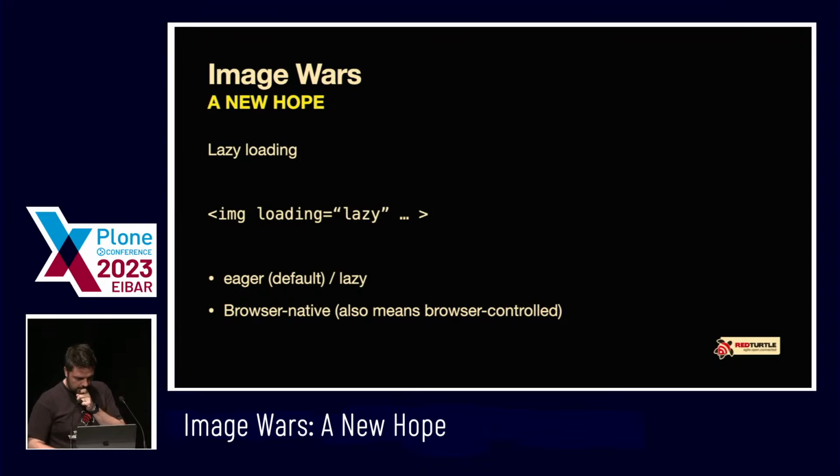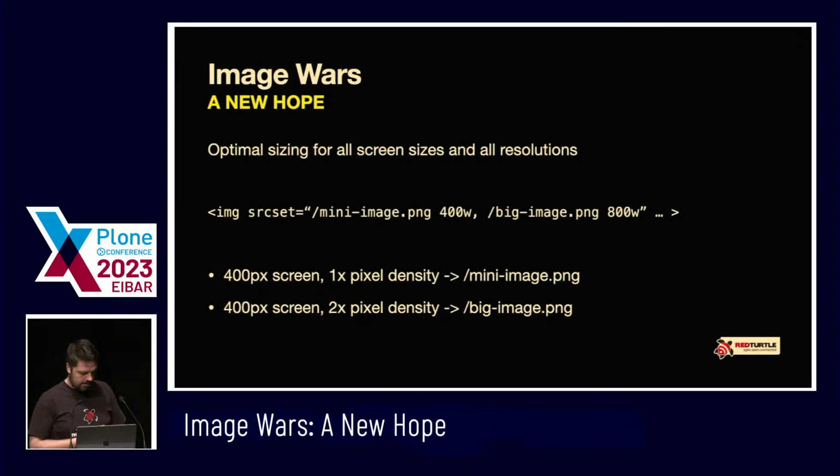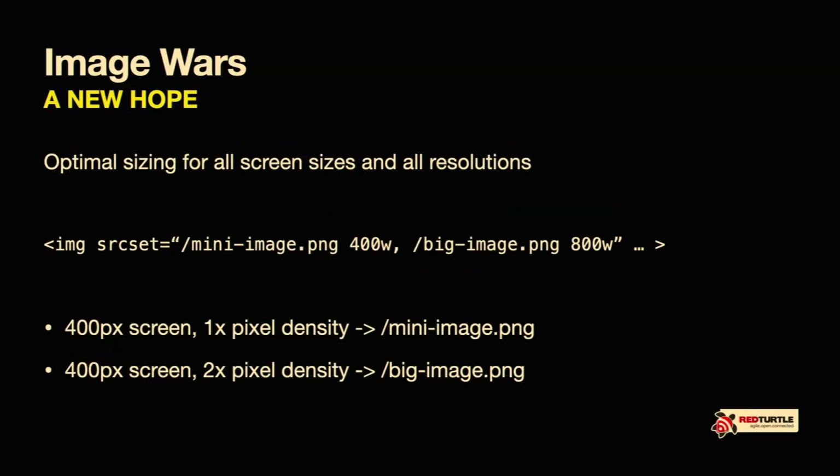What's next? Another powerful tool, and the one that we discussed the most, and is still a topic of discussion, is the source set. The source set is a tool that you can use to help the browser understand the proper image to download. You can tell the browser, I have these several versions of my image of different sizes, and the browsers can be taught how to download the proper image.